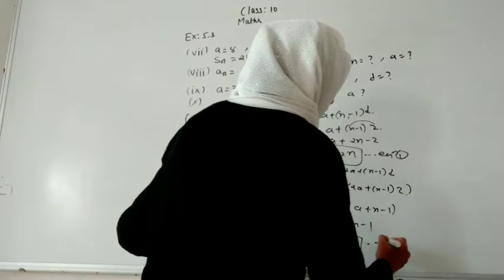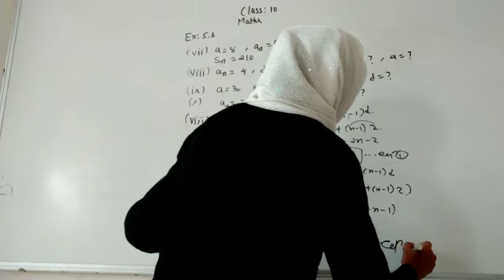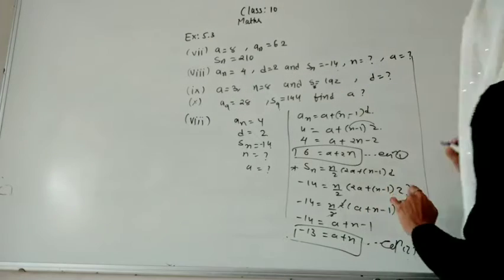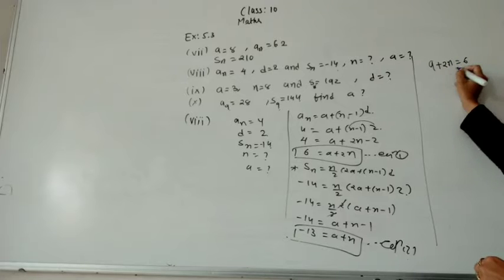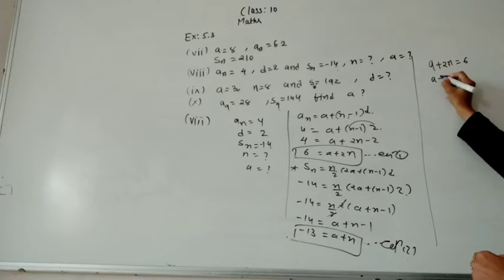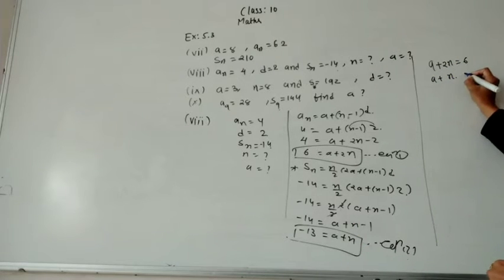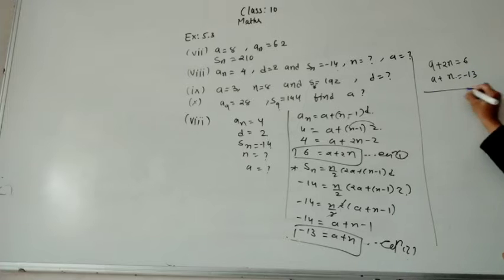So here we will do the elimination method. Let me write the equations. We have one equation in the form of a plus 2n is equal to 6. We have another equation in the form of a plus n is equal to minus 13. Let us change the sign. 2 minus 1, so it will become n.